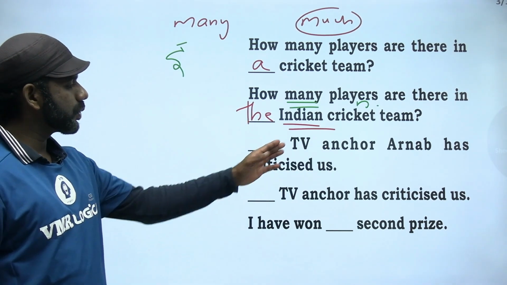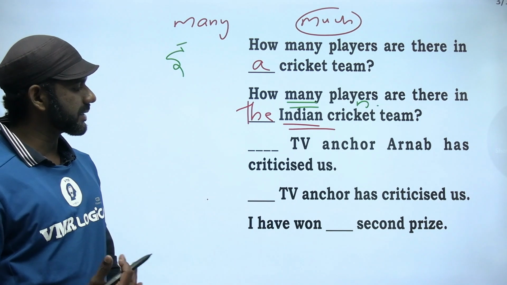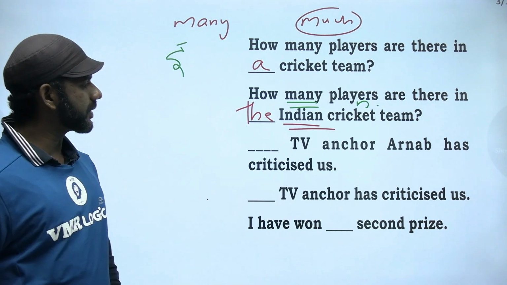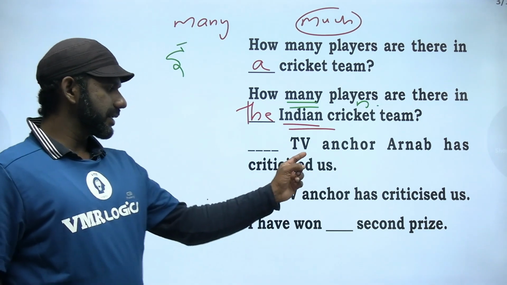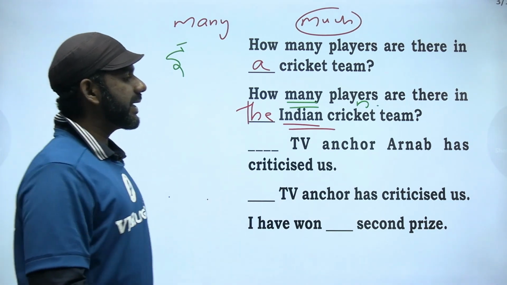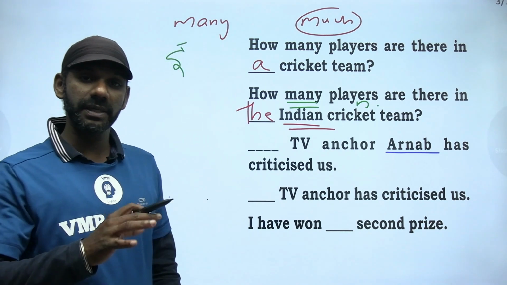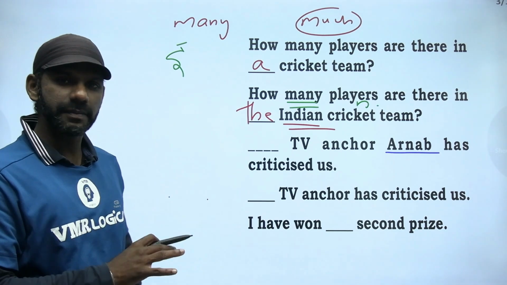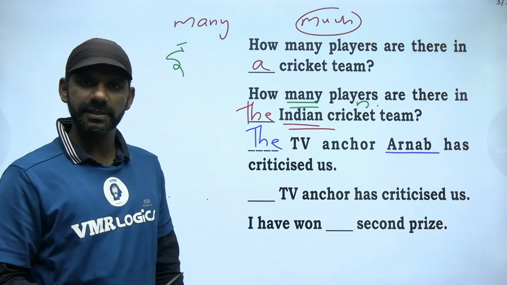The next one. Come to these two. Dash TV anchor Arnab has criticized us. Dash TV anchor has criticized us. Come to the first one. Now in this sentence, are we referring to any specific TV anchor? Yes. Who is that? Arnab. The name is mentioned here. And if the name is mentioned, it can never be general. It must be specific. So in this sentence, we're referring to a specific TV anchor. The name is mentioned, so it must be: the TV anchor Arnab has criticized us.